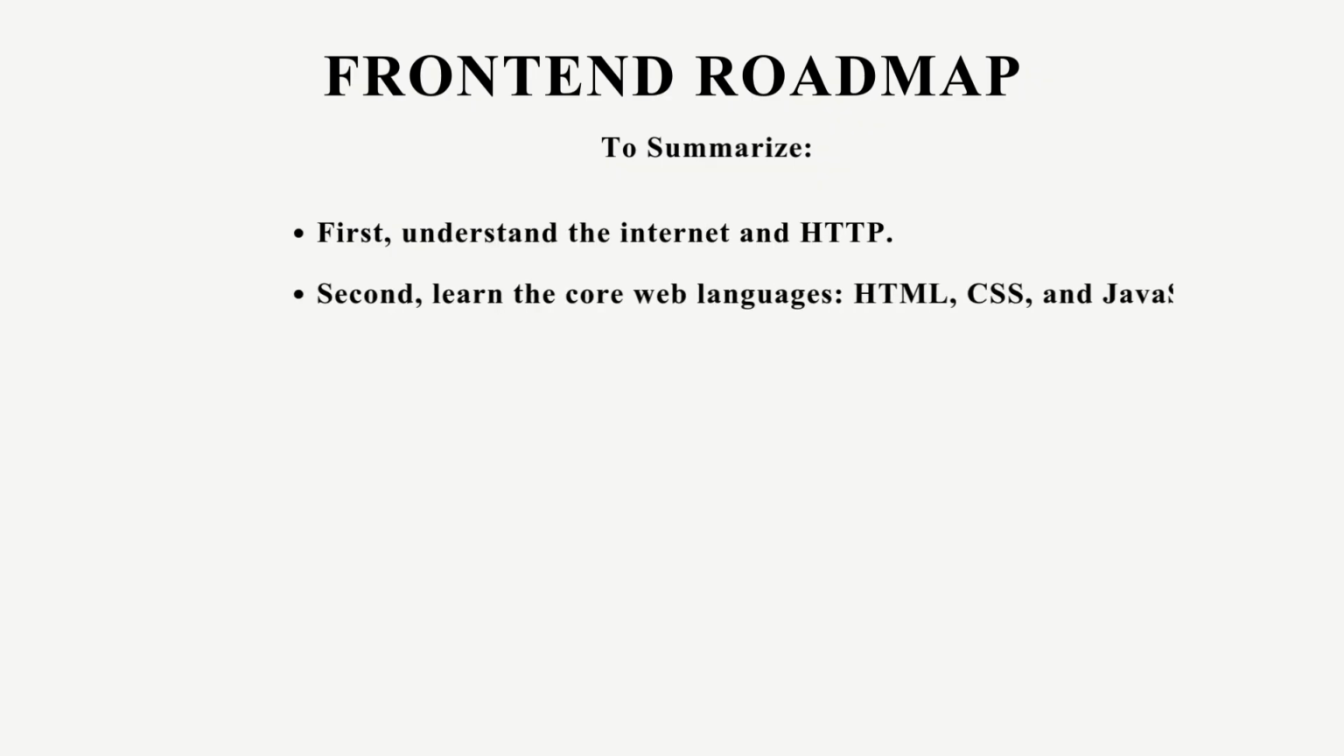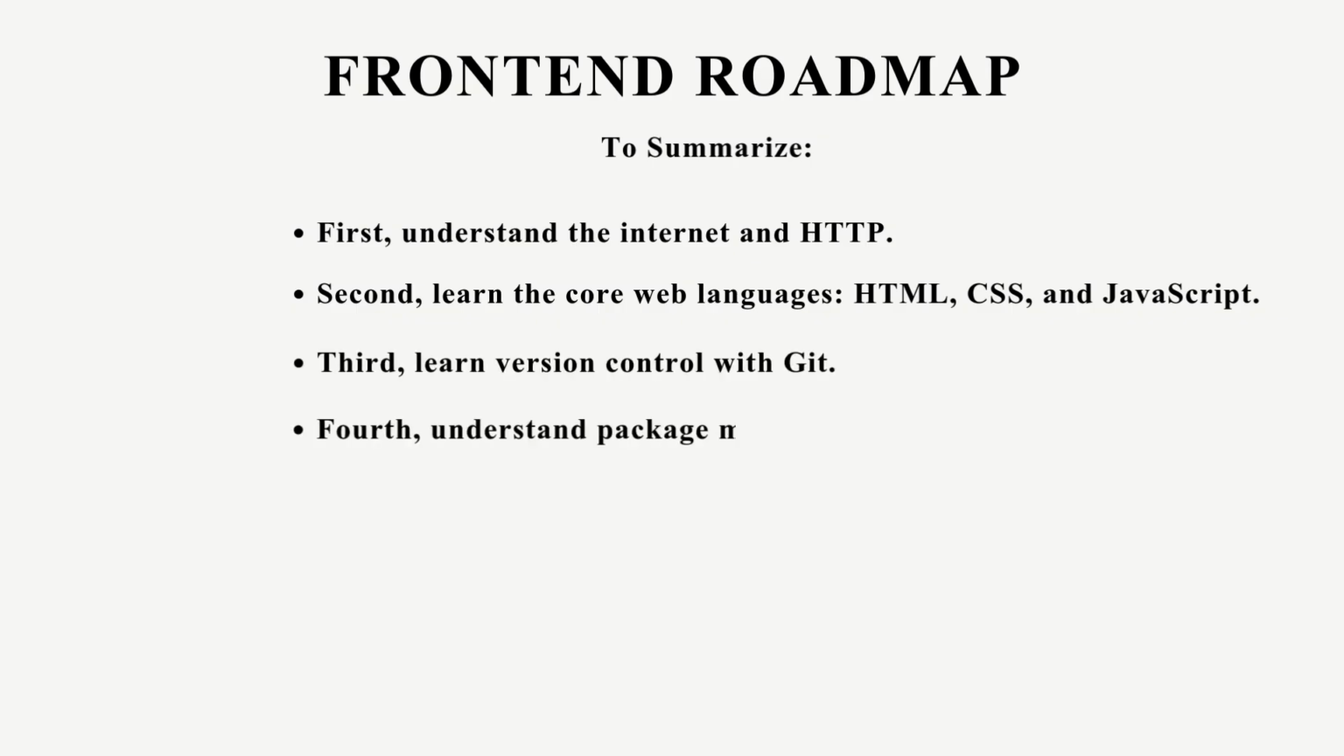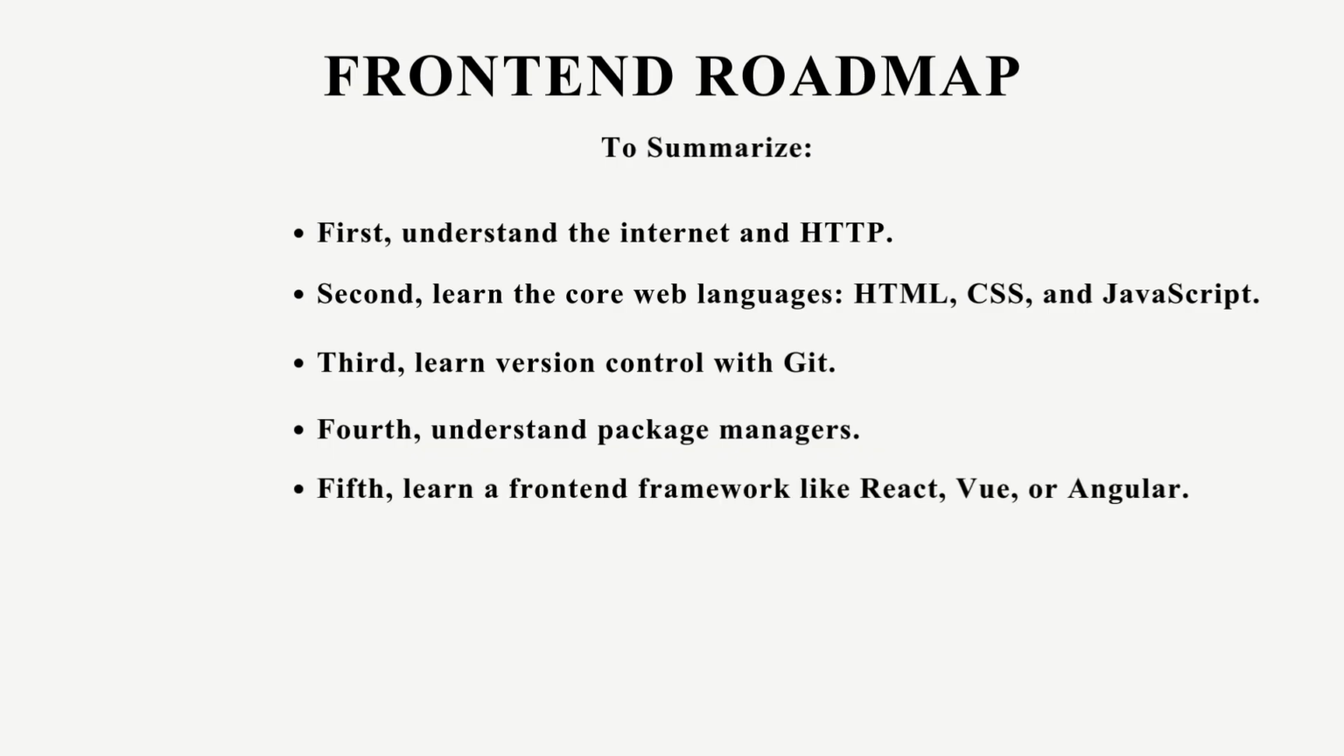Let's quickly summarize the front-end developer roadmap. First, understand the internet and HTTP. Second, learn the core web languages, HTML, CSS, and JavaScript. Third, learn version control with Git. Fourth, understand package managers. Fifth, learn a front-end framework like React, Vue, or Angular. Then explore AI tools, code quality tools, and web APIs.